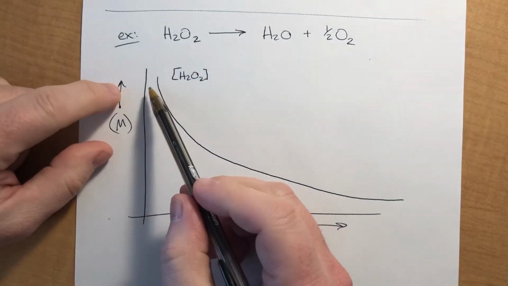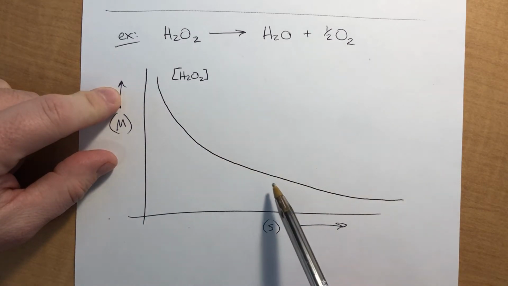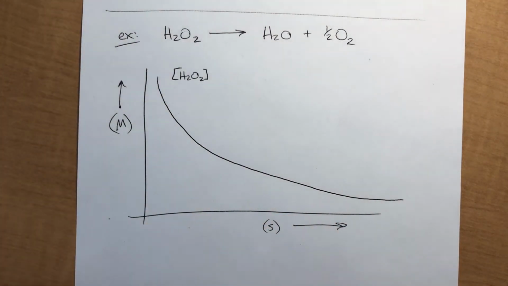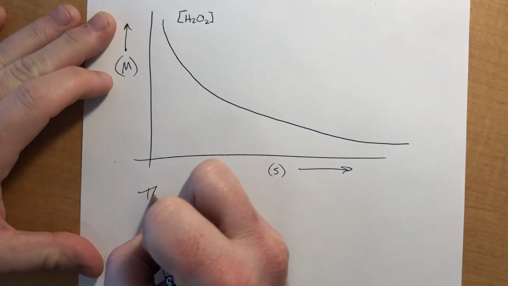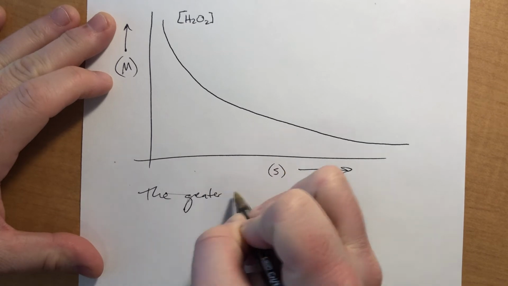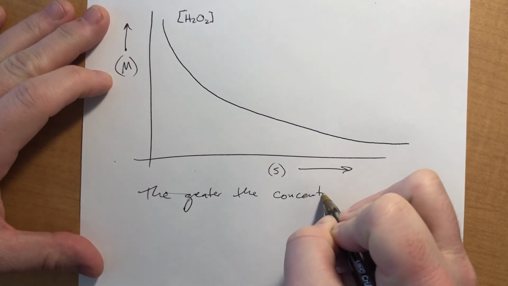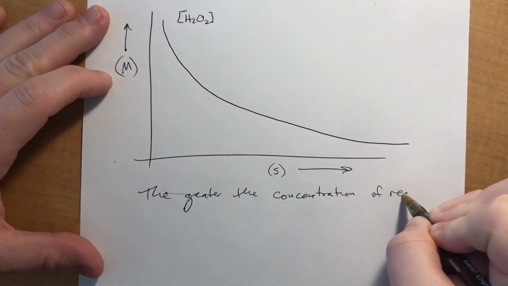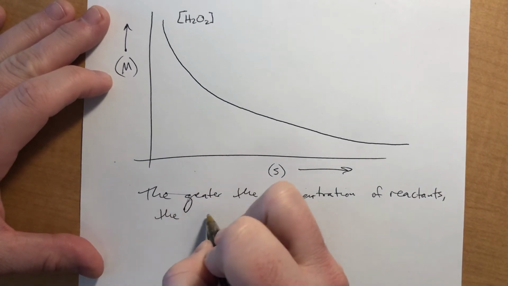It turns out that the higher the concentration, the faster the reaction is going to go. And as your concentration drops, it's going to get slower and slower. Basically, the slope of the line is what matters here. So, basically, I guess I'll try to write some of this down here. The greater the concentration of reactants, I guess I should specify. The greater the concentration of reactants, the faster the reaction rate.